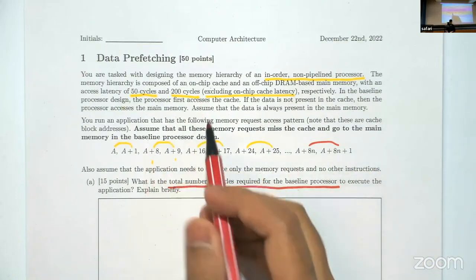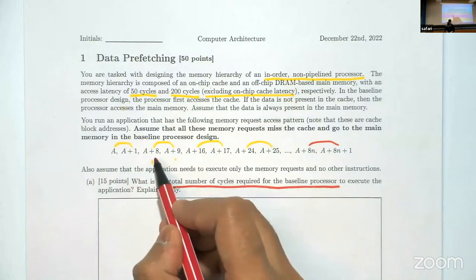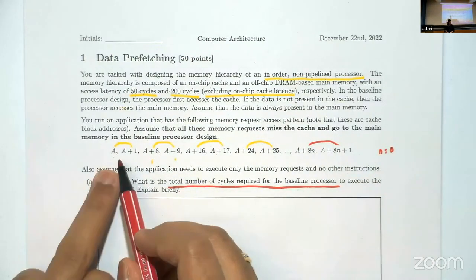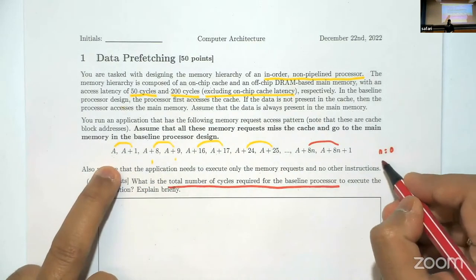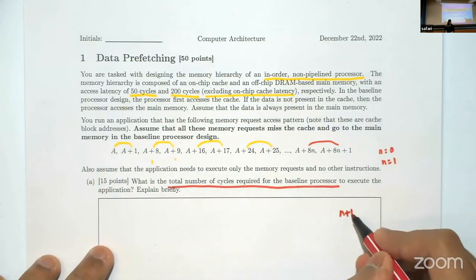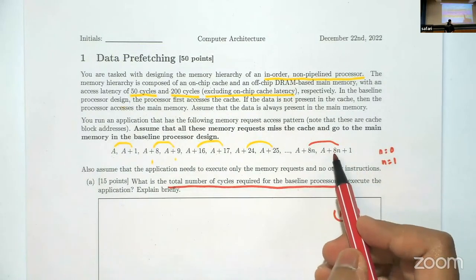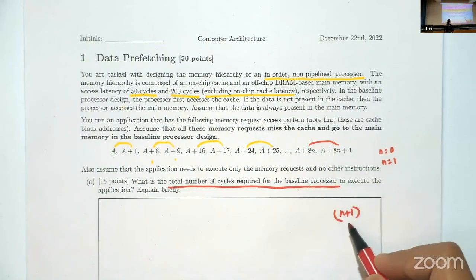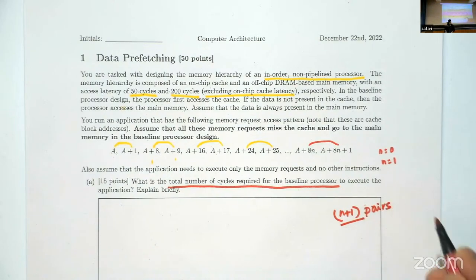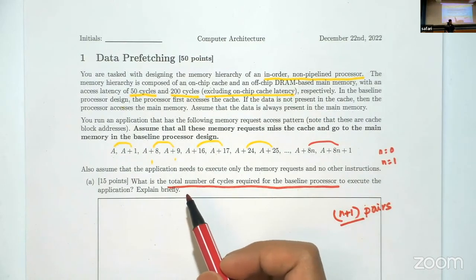So let's see how many pairs of accesses there are. This is one pair, this is another pair. For n equals 0, you would anyway have one pair. If n equals 1, you would have two pairs. That means you have n plus 1 pairs of accesses in the entire access stream we are showing here. Now, how much time does each pair take?